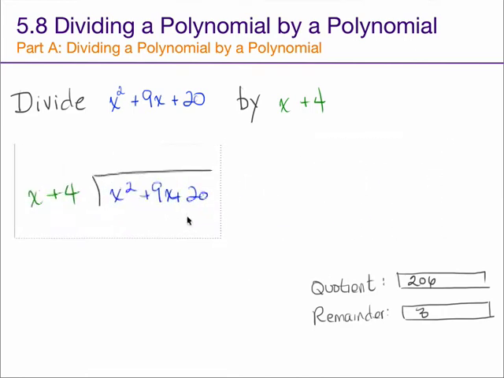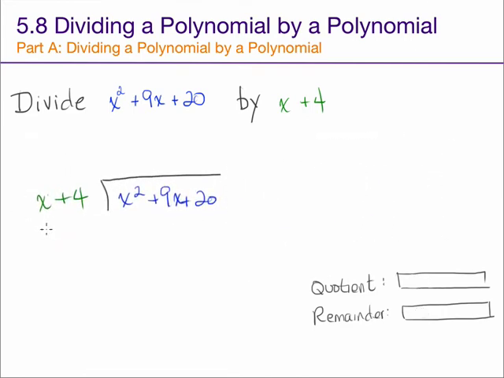Let's get started on this problem. As with a number problem, I don't know how many times this whole thing goes into this whole thing, but I can estimate. What do I need to multiply by x to get x squared? The answer is x, and I could put that here, but remember I'm lining up my hundreds, tens, and ones, or my x squareds, x's, and ones.